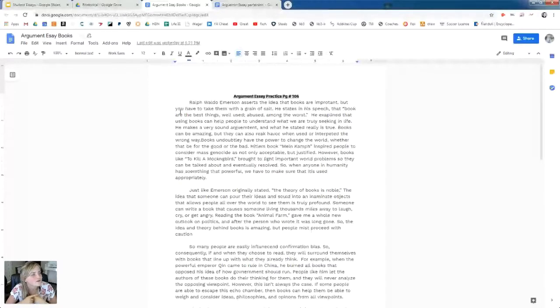Ralph Waldo Emerson asserts the idea that books are important, but you have to take things with a grain of salt. He states in a speech that books are the best things well used, abused among the worst. He explained that using books can help people to understand what we are truly seeking in life. He makes a very sound argument.